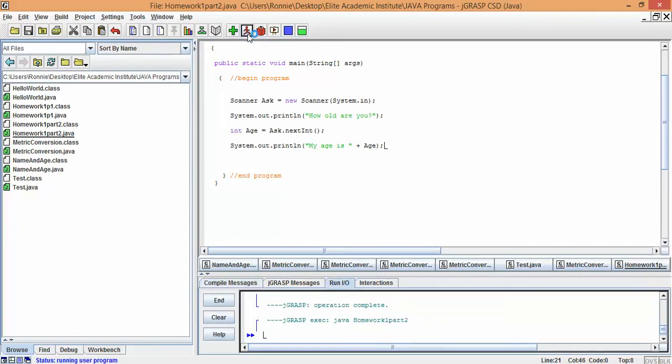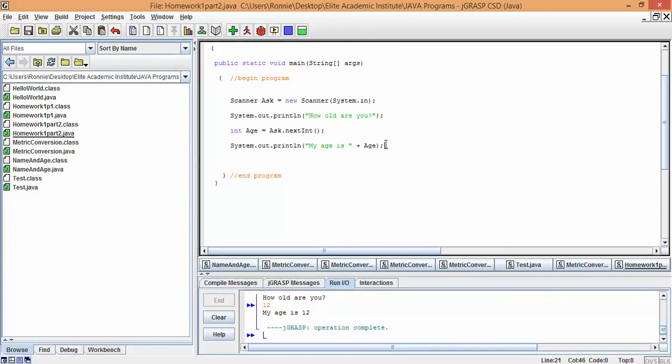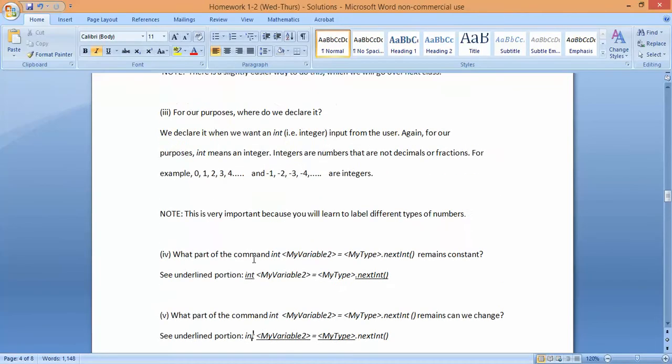Save, compile, run. How old are you? 12, 122, it doesn't matter. Age is 12. Now, what do we mean by that? I'm going to go back to this question here.